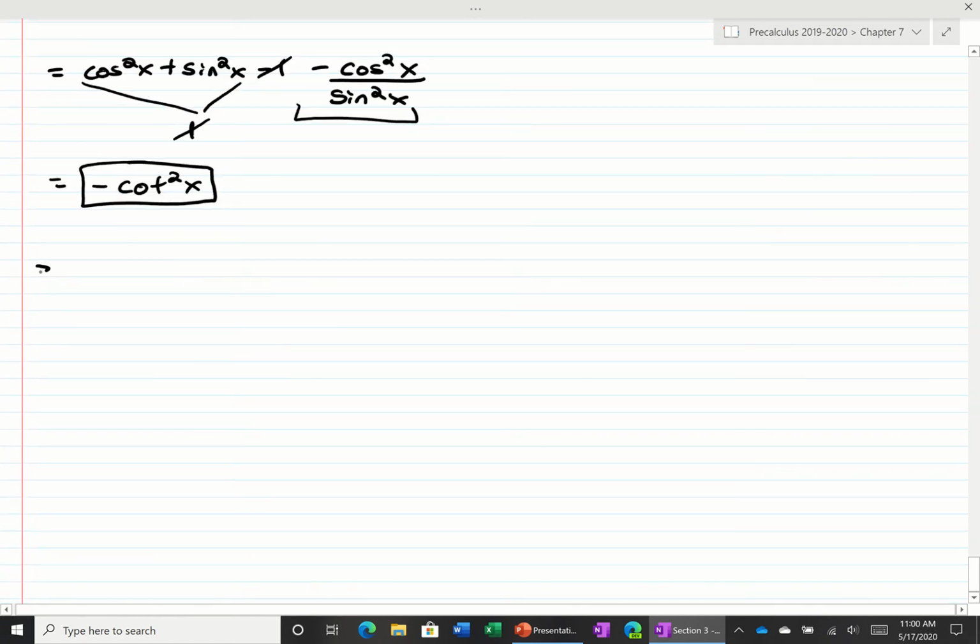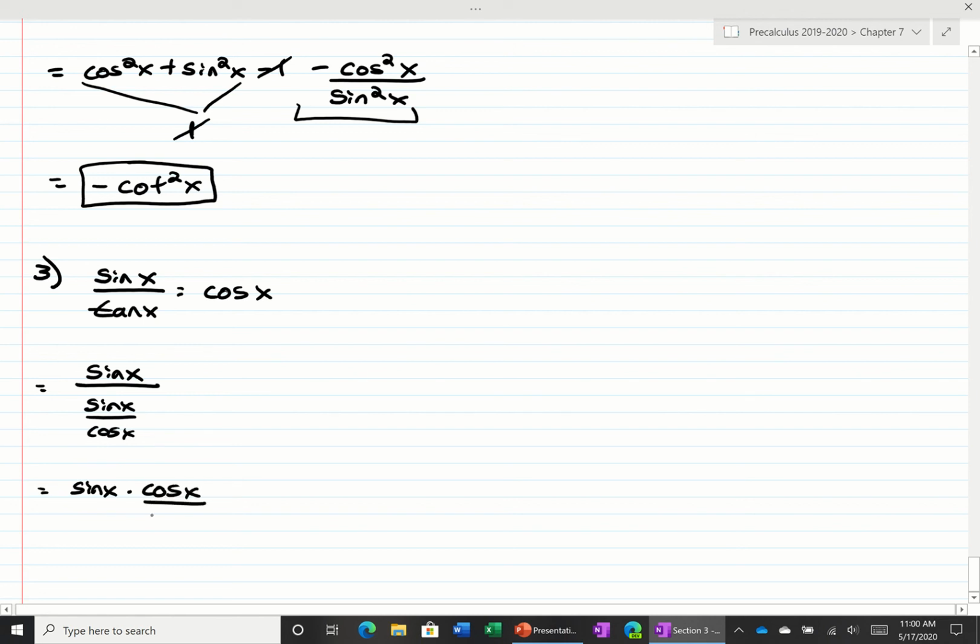Do number 3. Number 3 was sine of x over tangent of x, and that's equal to cosine of x. Well, sine of x divided by sine over cosine is the same thing as sine of x times cosine over sine, which is cosine, so that's pretty easy.